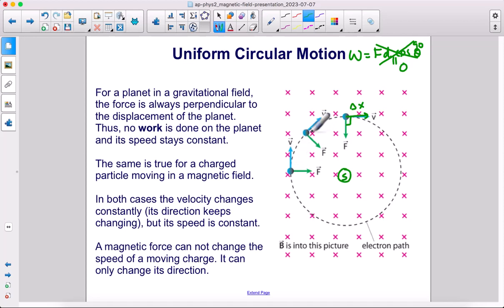See how the length of this vector, the blue vector, is staying the same all the way around. A magnetic force cannot change the speed of a moving charge. It can only change its direction.